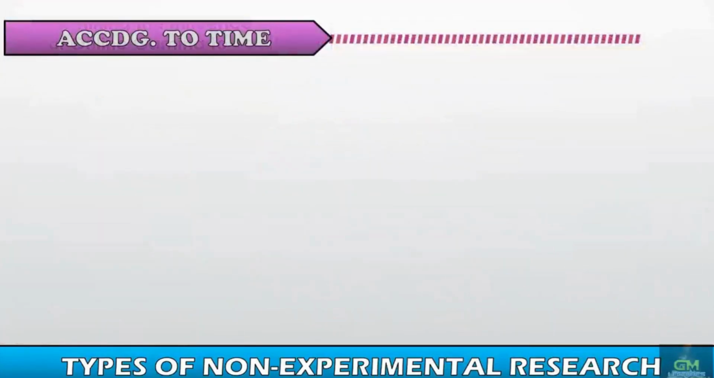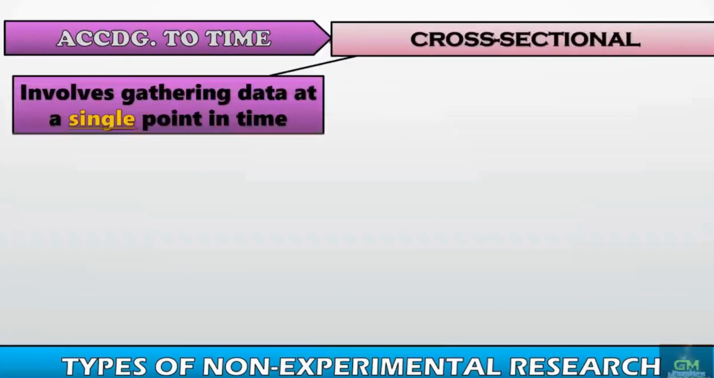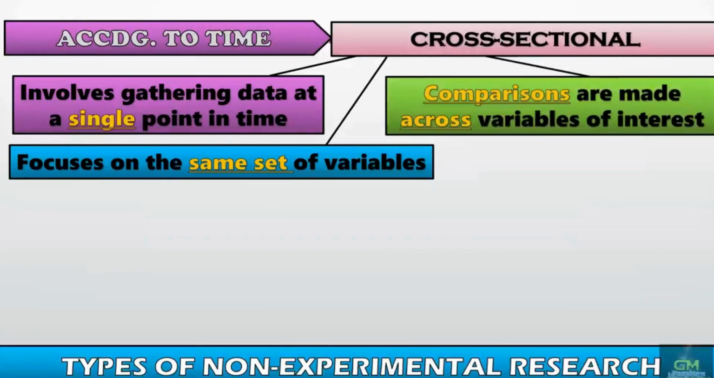At this point, we now focus on discussing the different types of non-experimental research designs according to time. Starting off with the cross-sectional research. A cross-sectional research involves gathering data at a single point in time. It focuses on the same set of variables, after which comparisons are made across variables of interest.